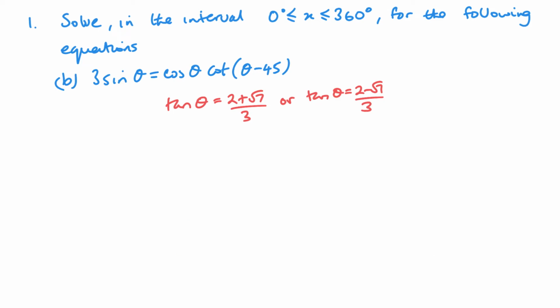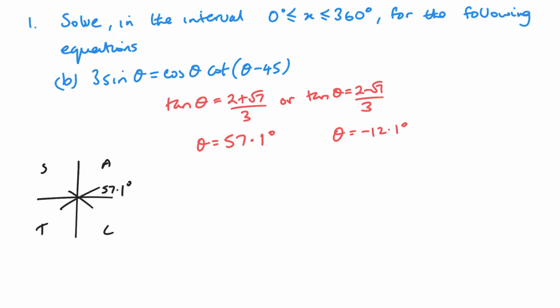So here we've got that theta is equal to 57.1 degrees, and this one is minus 12.1 degrees. Obviously we don't want that minus answer, but we'll use it in our CAST method in a moment. So looking at the first one, we want when tan is positive, so we want these two sections. So the second answer here is 180 plus 57.1.